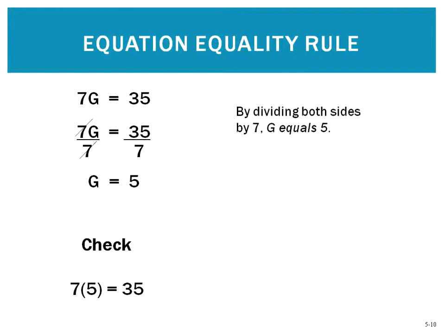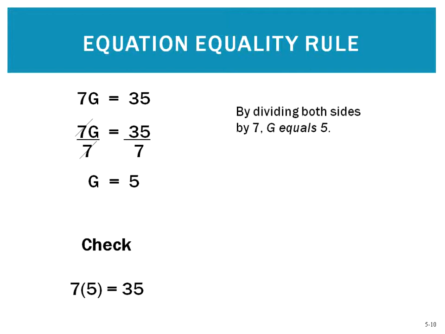So 7g divided by 7 is g, but we have to say 35 divided by 7 as well, because we divided by 7 on this side. So 35 divided by 7 is 5. g is equal to 5. Okay? So that's how we solve the problem.